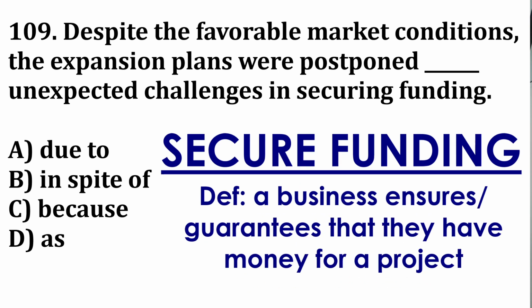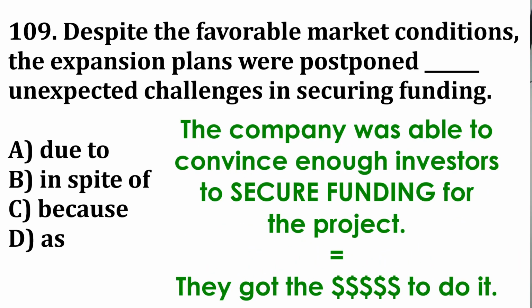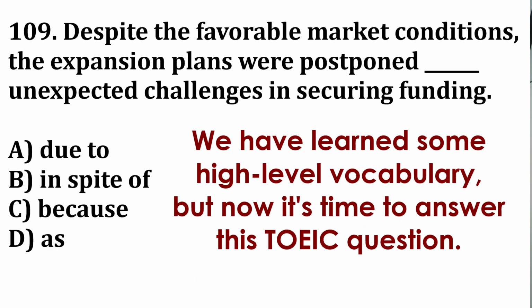The last term is to secure funding. This is when a company or business ensures they have enough money for a project, or they have the funding for a project. An example, the company was able to convince enough investors to secure funding for the project. So they got the money for the project. They ensured they had the money. Okay, now that we've learned some fancy vocabulary, let's go back to the question.